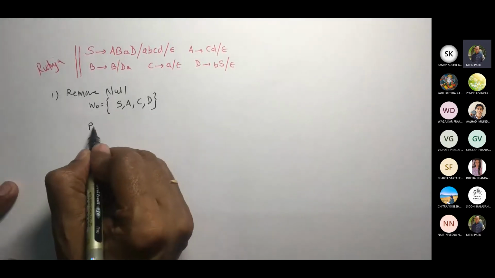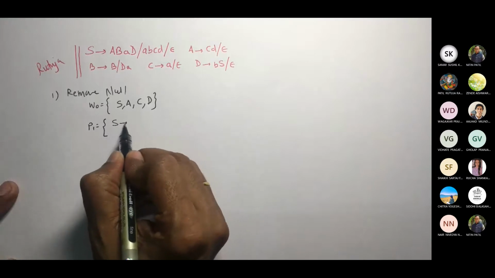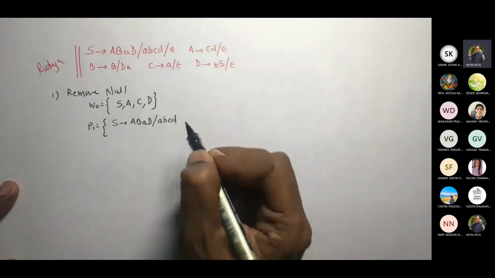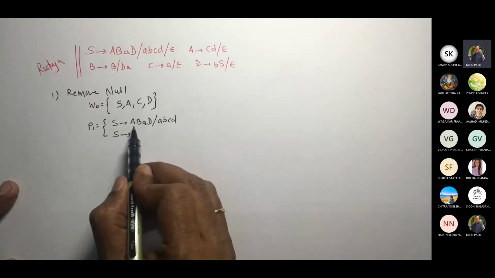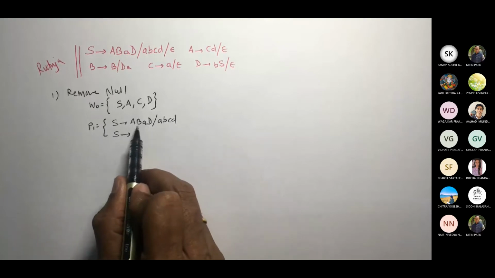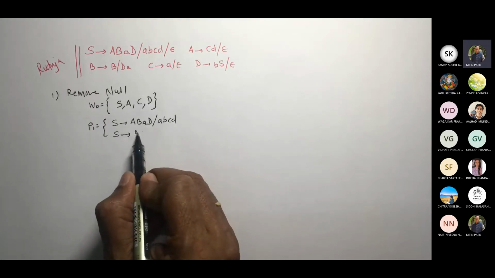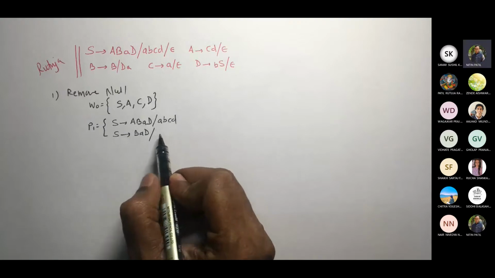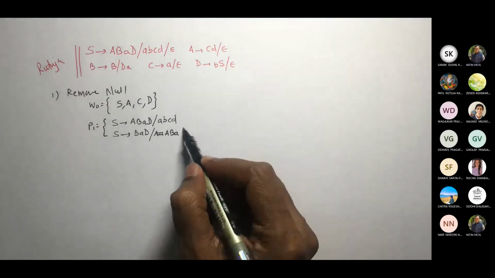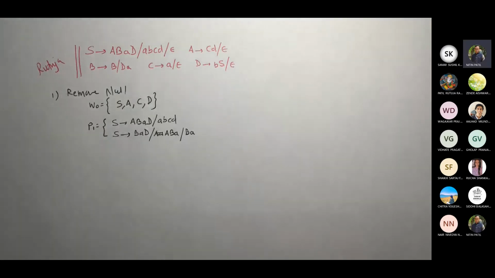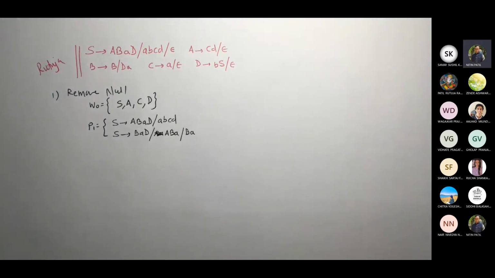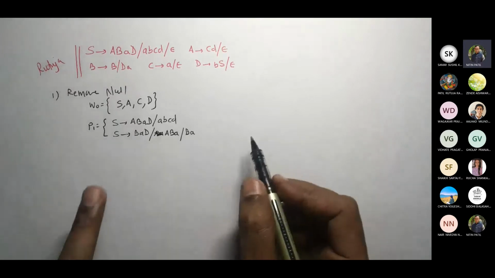Fine. So your production set P1: S gives A B A D, A B C D. Which of these are null? A and D, correct? Let us put A as epsilon, you get BAD. Let us put D as epsilon, you get ABA. Let us put both of them as epsilon, you get BA. Is that fine? Yes, sir. Correct? So S is done.